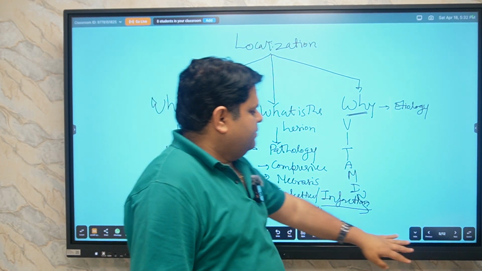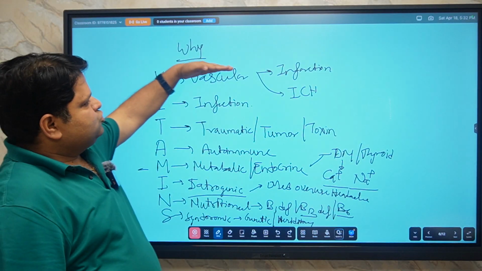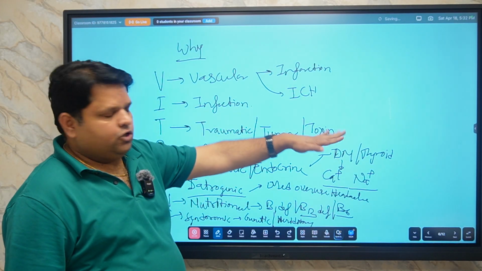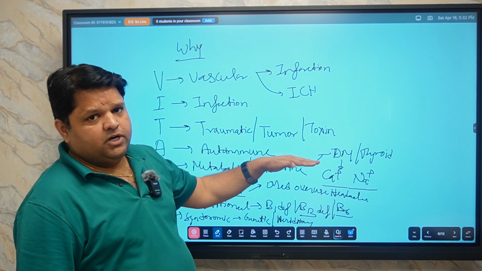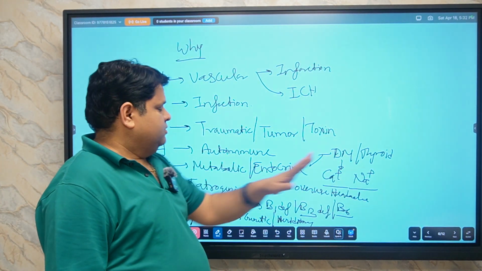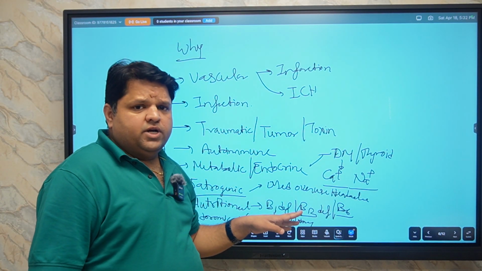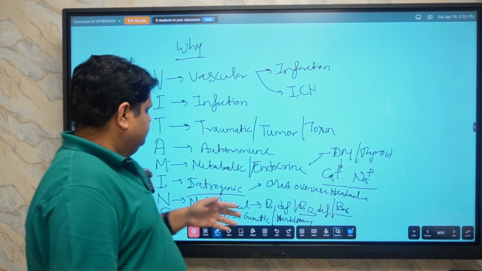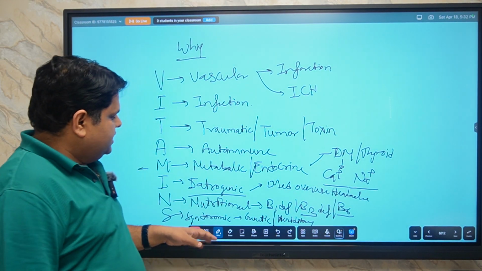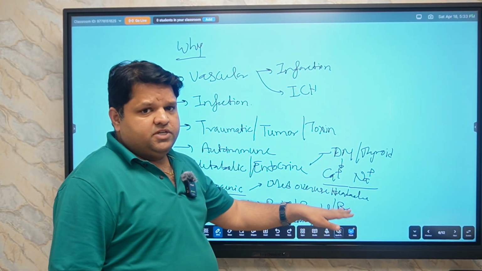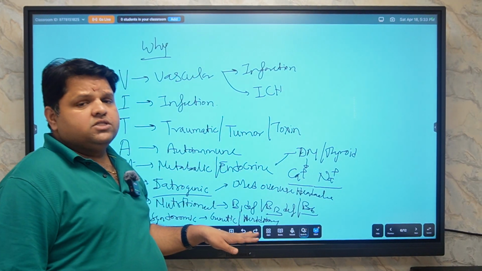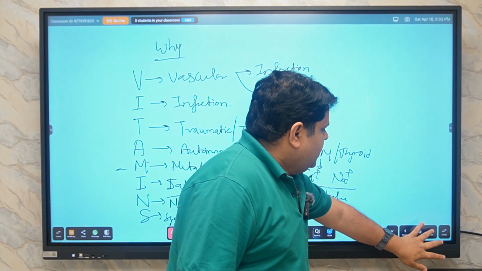For this we have the mnemonic VITAMINS, in which we have V for vascular, like infarction, ICH; I for infective; T for traumatic, tumor, and toxin; A for autoimmune disease like GBS, multiple sclerosis; M for metabolic or endocrine like diabetes, thyroid, calcium disorder, sodium, potassium disorders; I for iatrogenic like medication overuse headache, chemotherapy induced neuropathy, and idiopathic causes where we don't find the lesion; N for nutritional causes: B1 deficiency, B12 deficiency, B6 deficiency, alcohol intake disorders; S for syndromic, in which we have the genetic or hereditary disorders like spinocerebellar ataxia, ataxia telangiectasia.